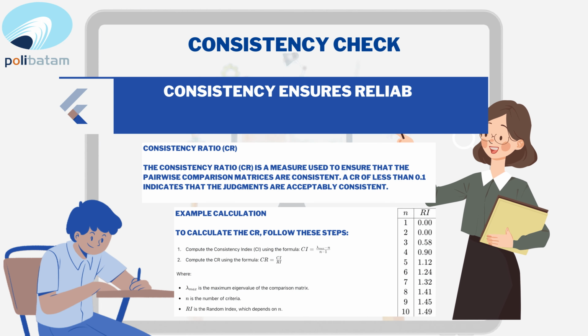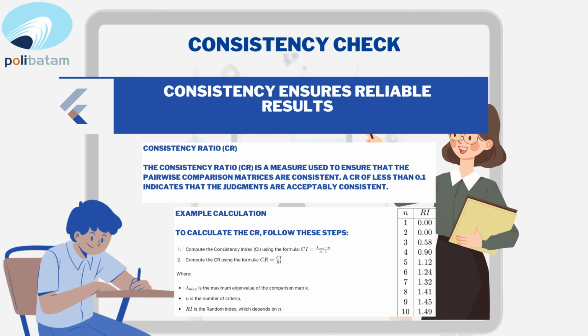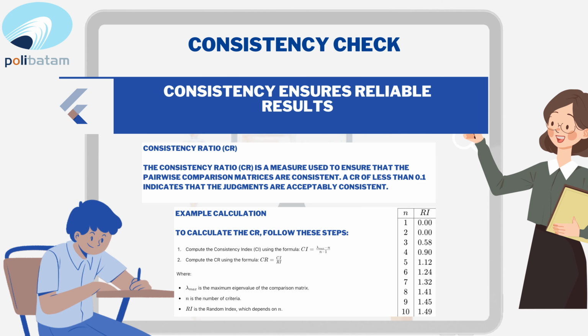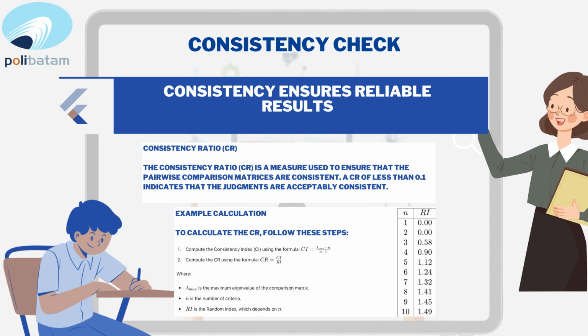AHP also involves a consistency check to ensure that our judgments are reliable. We calculate the consistency ratio, or CR, which should be less than 0.1 to indicate that our comparisons are consistent. And here's a quick look at how we calculate the CR and what it tells us about our decision-making process. I have also attached an example of the calculation of the consistency check.